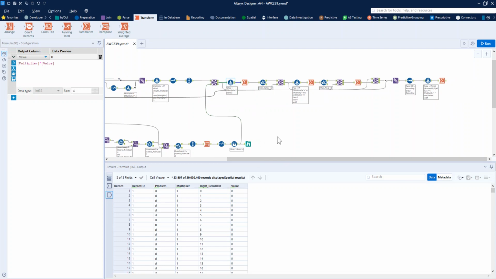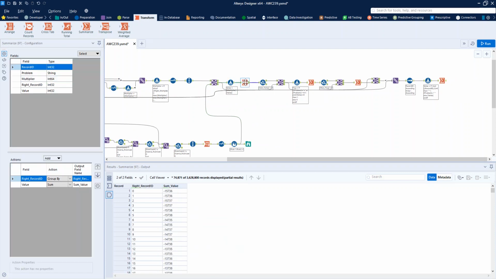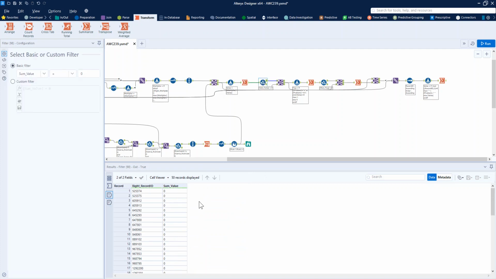So from there, we multiply our value by the multiplier. That was the coefficients that we calculated before in this section over here. We group them by the record ID that we added here and sum them. We're looking for it to equal 0, so filter all of those where it equals 0. There are apparently 50 records where that's true, which is great.